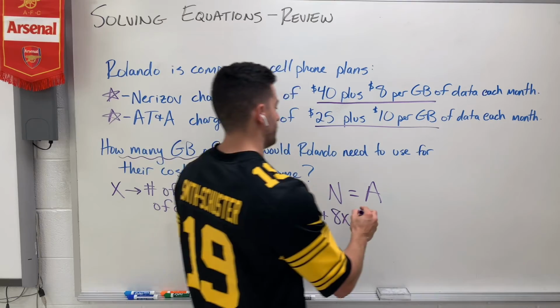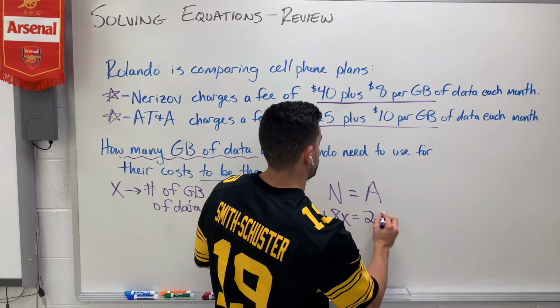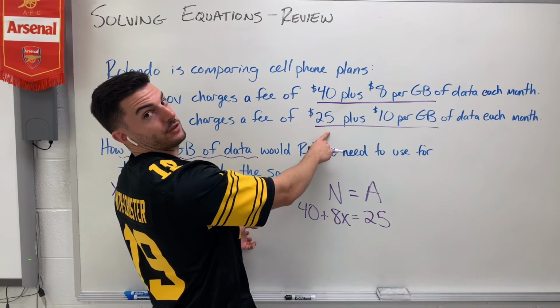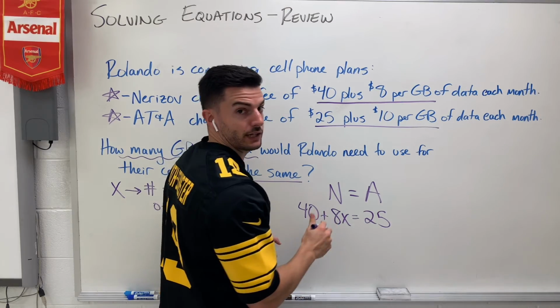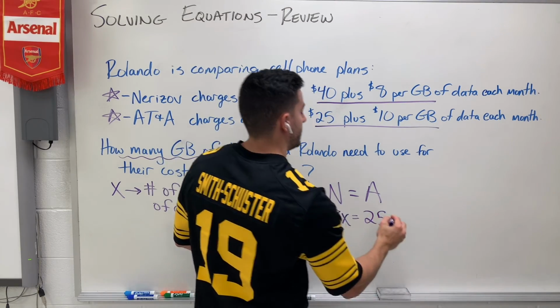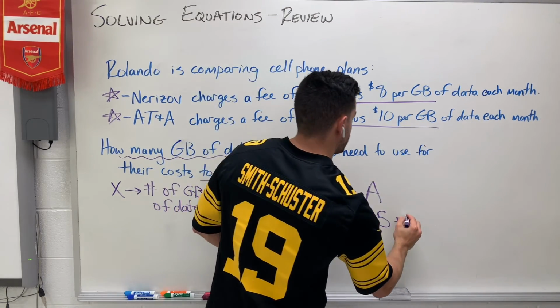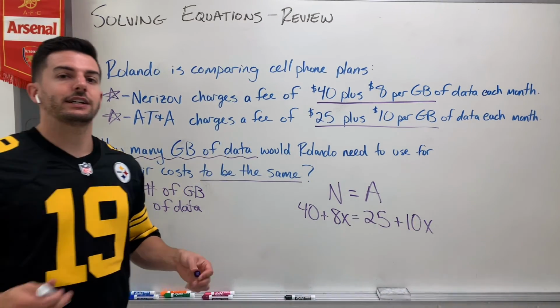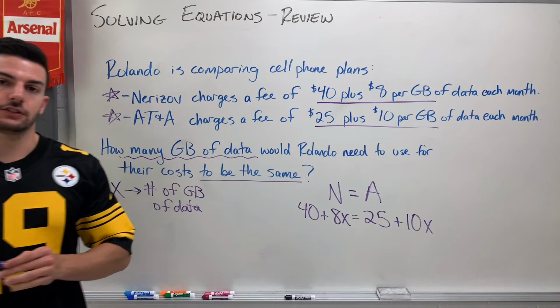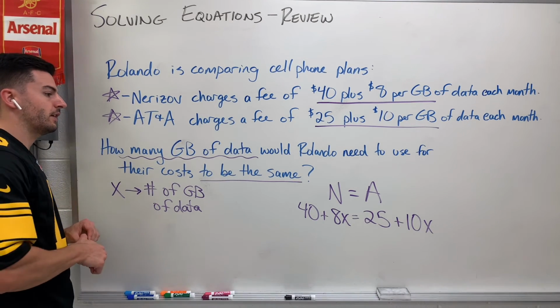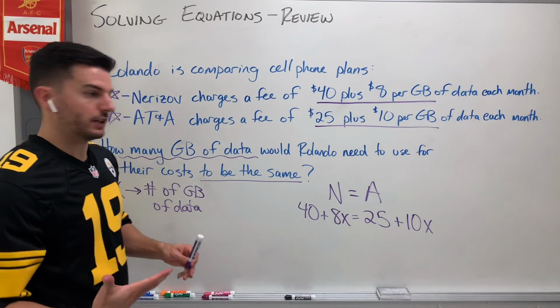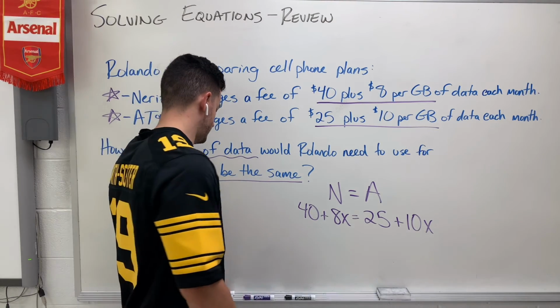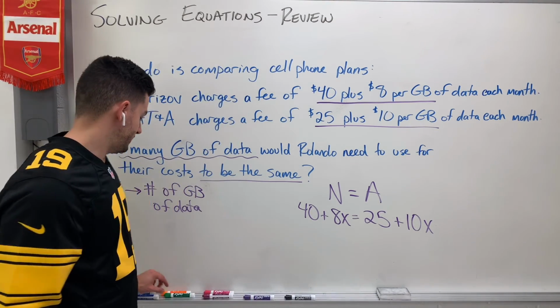Okay, so that would be 25. Again, 25 doesn't have to do with my variable, so I can leave it without the X. And then plus $10 per gigabyte, so that'd be plus 10X. So that is how I could set up an equation based on this scenario. And then from here, I would solve this equation. Let me get down low here and solve.